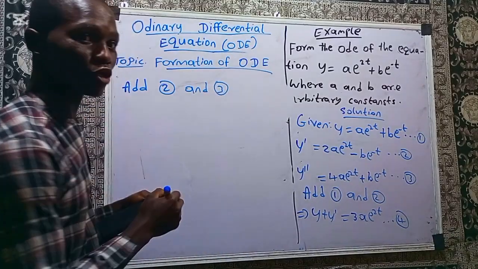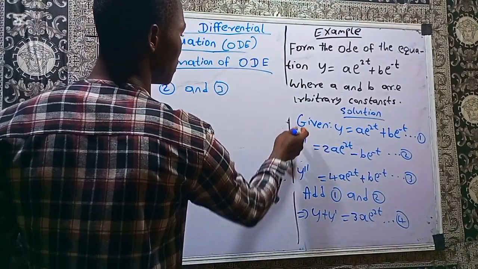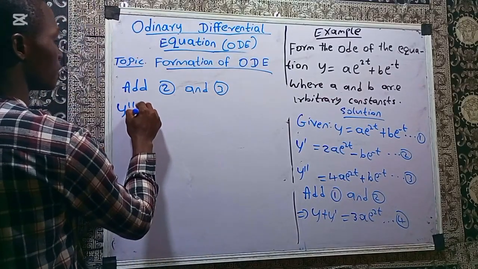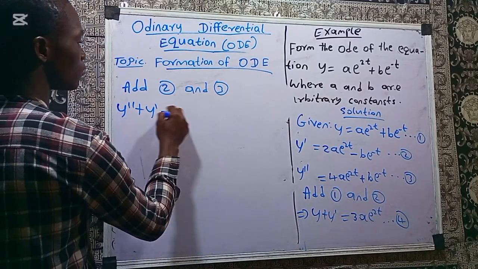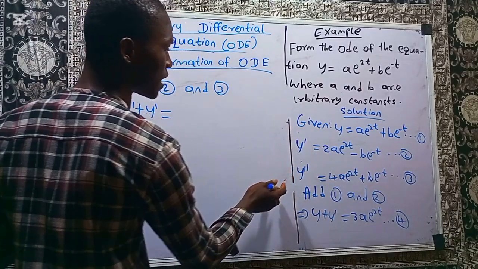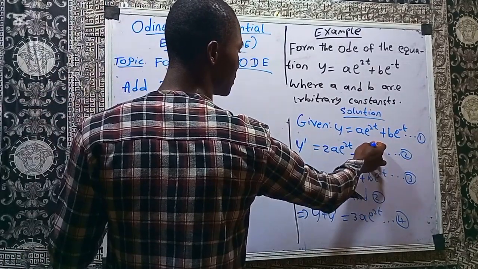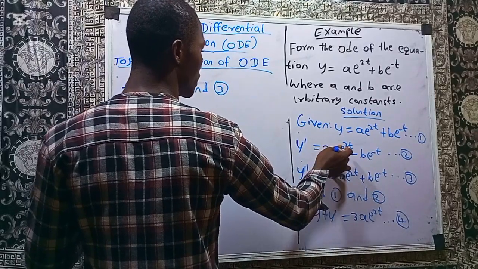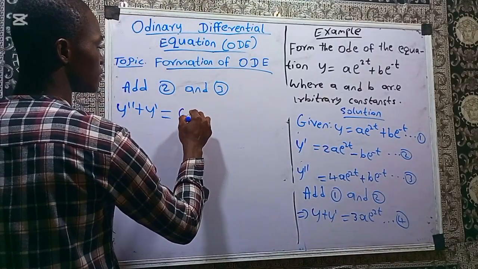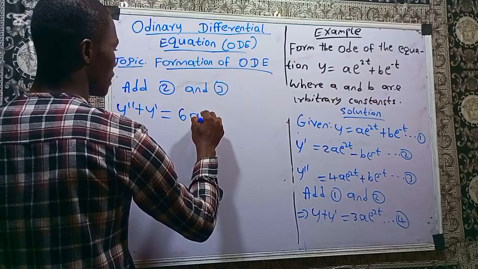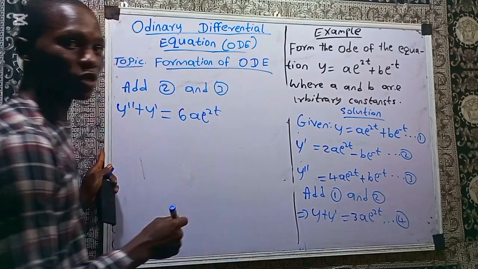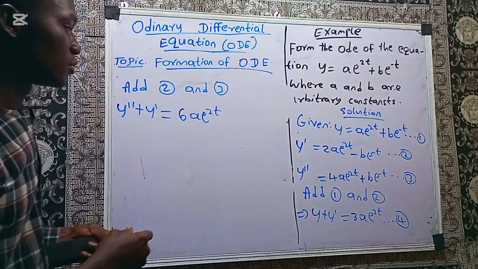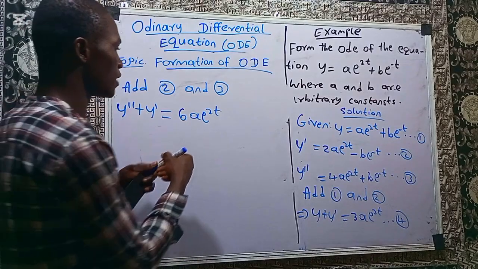So if you add equation 2 and 3, let's add the left hand side. You now have y prime prime plus y prime equal to, I've added the left hand side, add the right hand side. If you add this and this, you get 0. Then add 4a exponential 2t and 2a exponential 2t, you get 6a exponential 2t. This is what you are going to get, right?